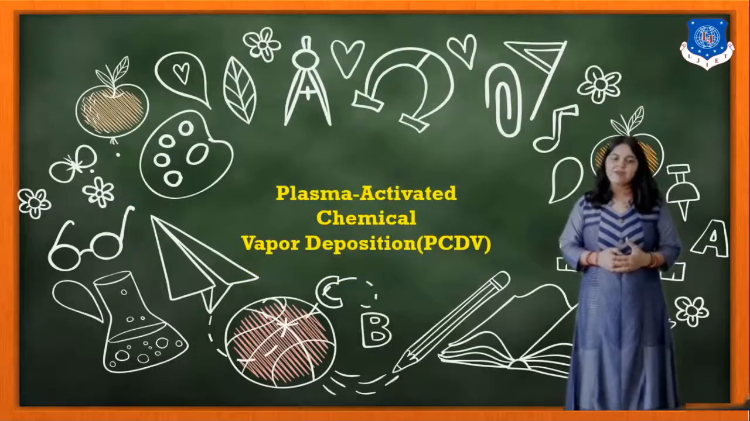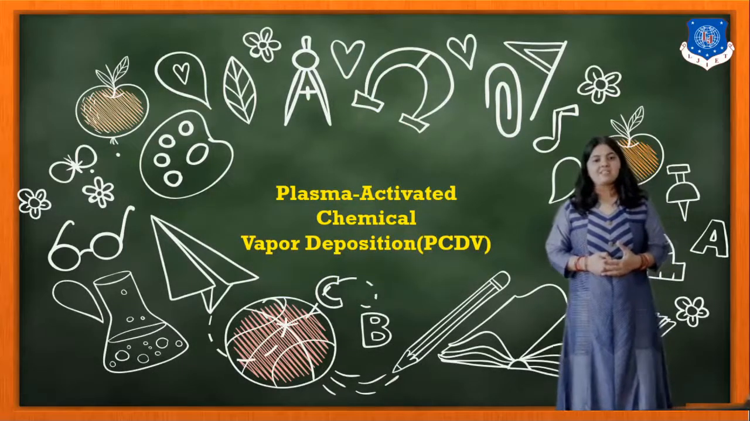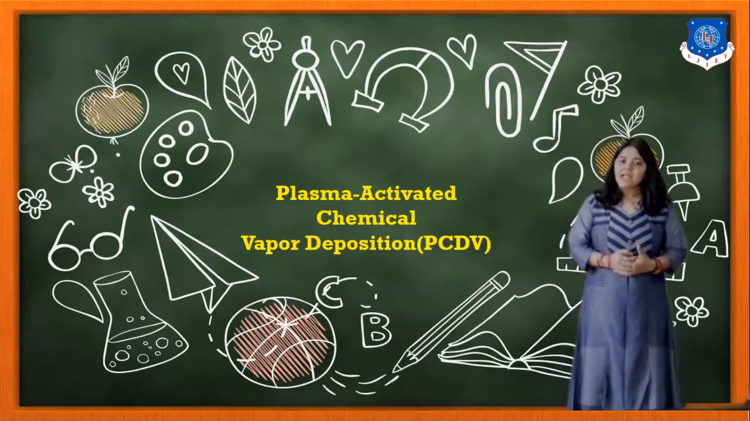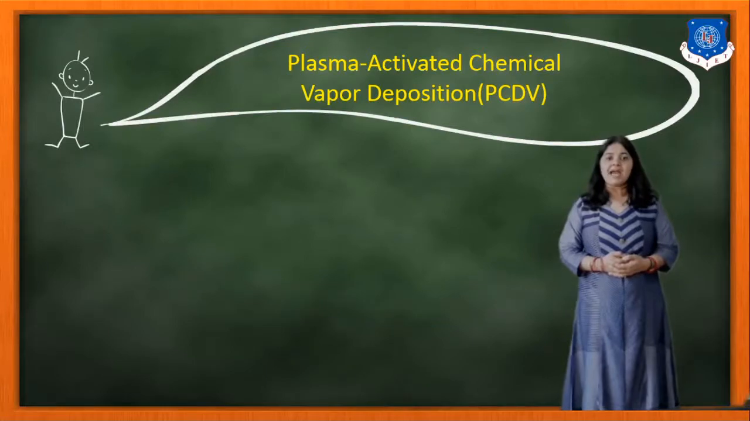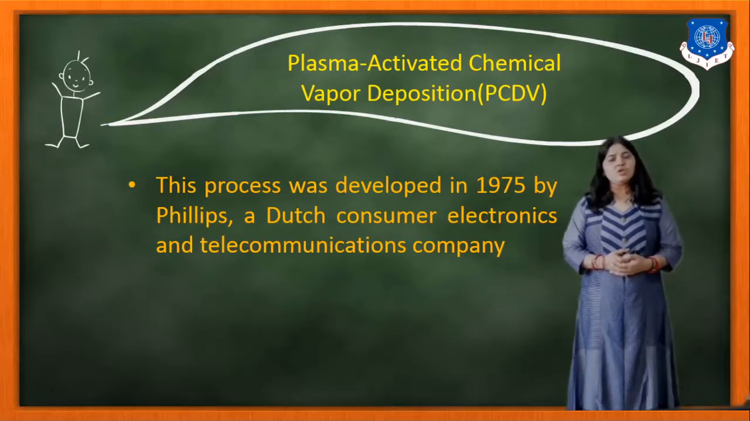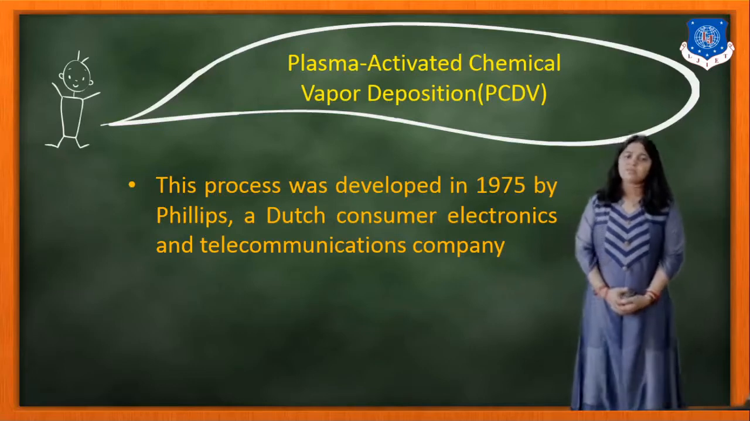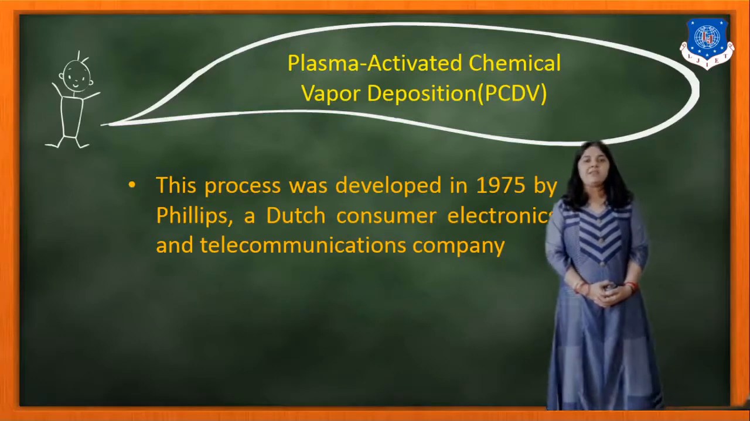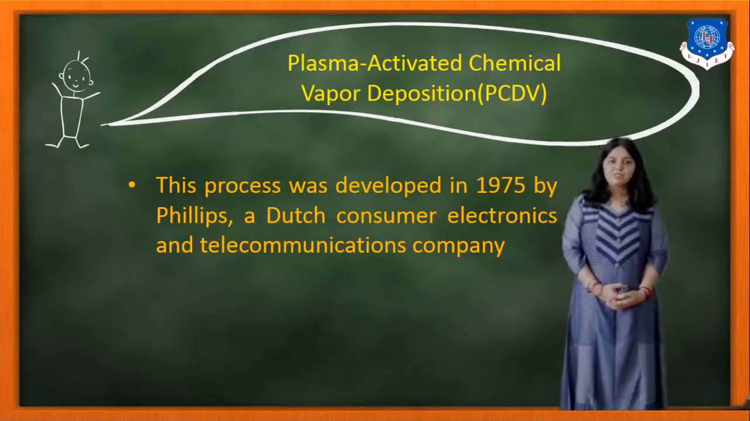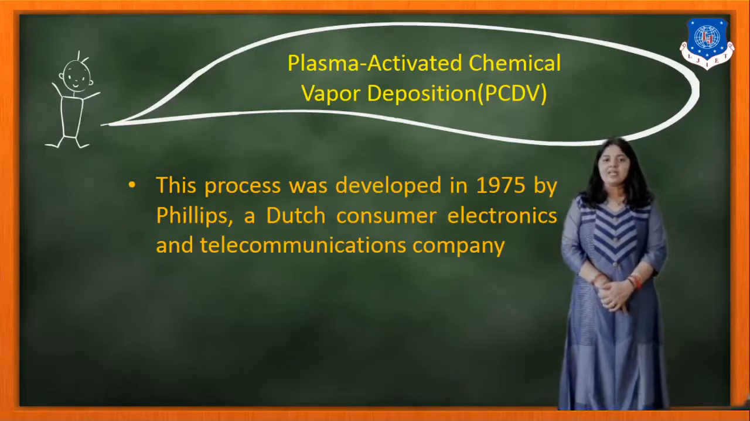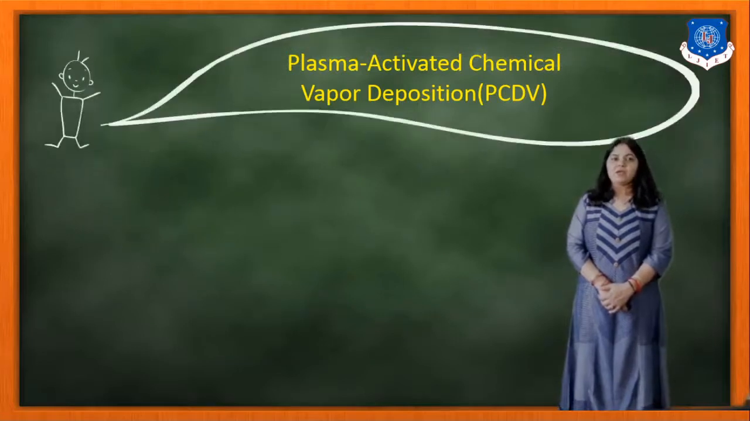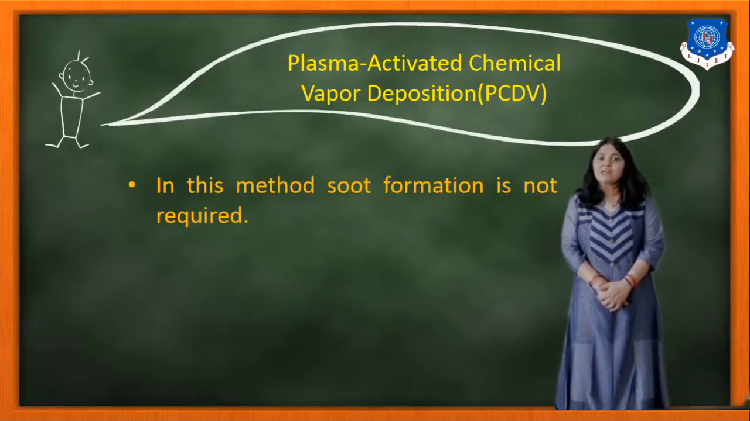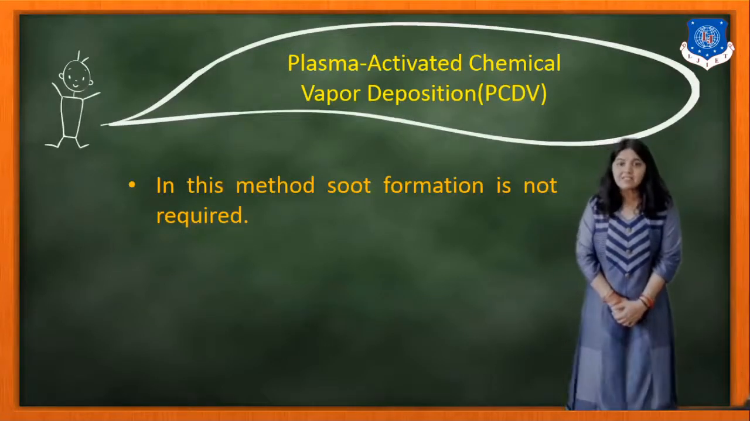The next method is the plasma activated chemical vapor deposition. Now what is this plasma activated chemical vapor deposition method? Again, this method was developed in the year 1975 by Philips, a Dutch consumer electronics and telecommunication company. Now in this, we will see how the plasma is made and used.